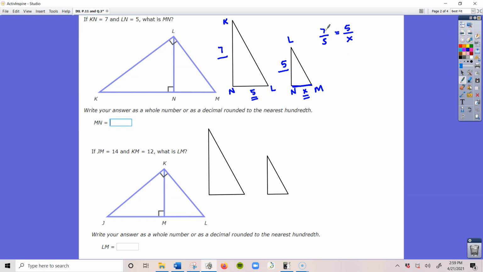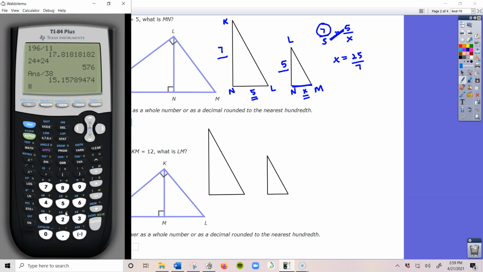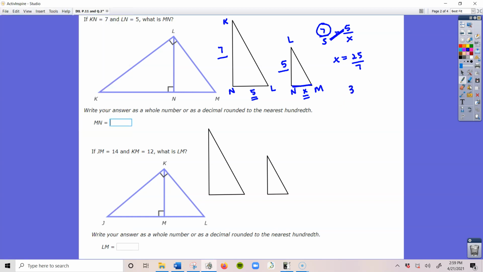Again, we can do this in one clean swoop. We multiply the diagonal, so 5 times 5, and then divide by the 7. 5 times 5 is 25, divided by 7. Come here to the calculator. And we get 3.57, again rounding to 2 decimal points.